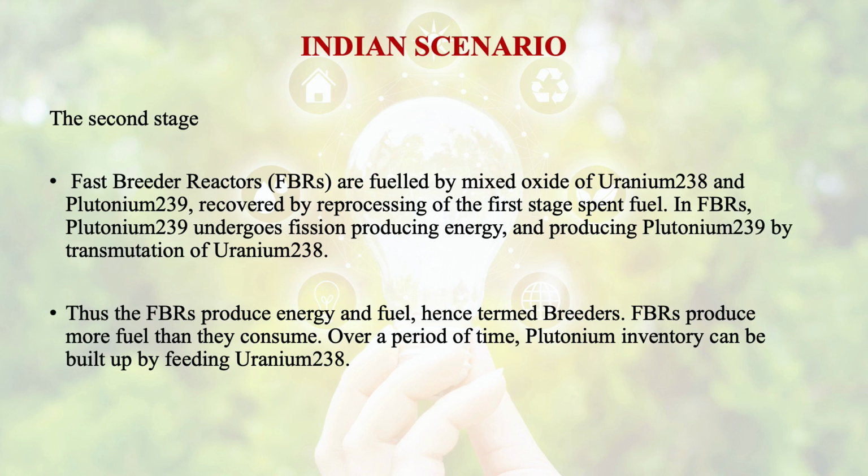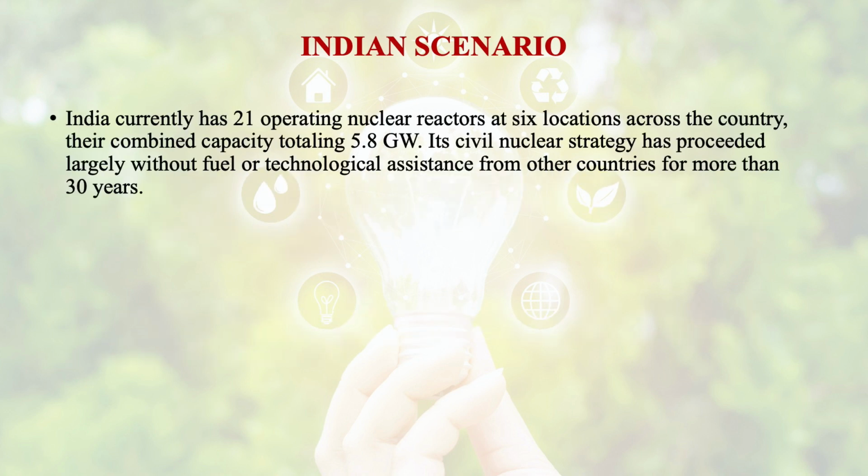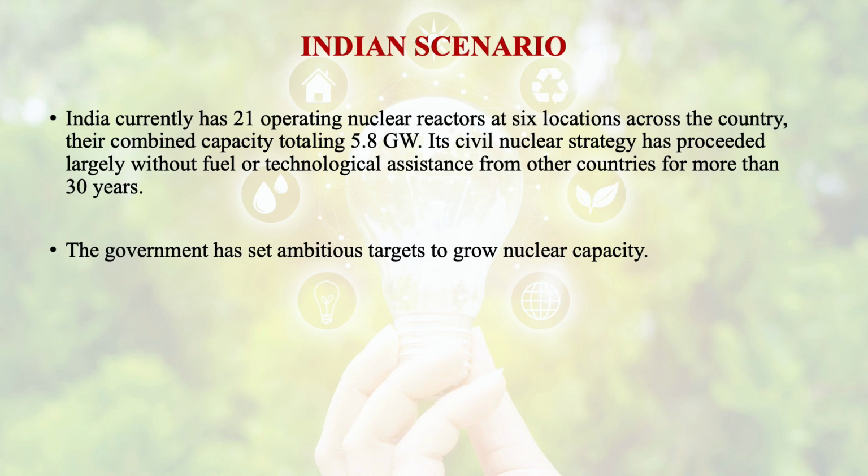Over a period of time, plutonium inventory can be built up by feeding uranium-238. India currently has 21 operating nuclear reactors at 6 locations across the country, and their combined capacity totals 5.8 gigawatt. Its civil nuclear strategy has proceeded largely without fuel or technological assistance from other countries for more than 30 years. The government has set ambitious targets to grow nuclear capacity.